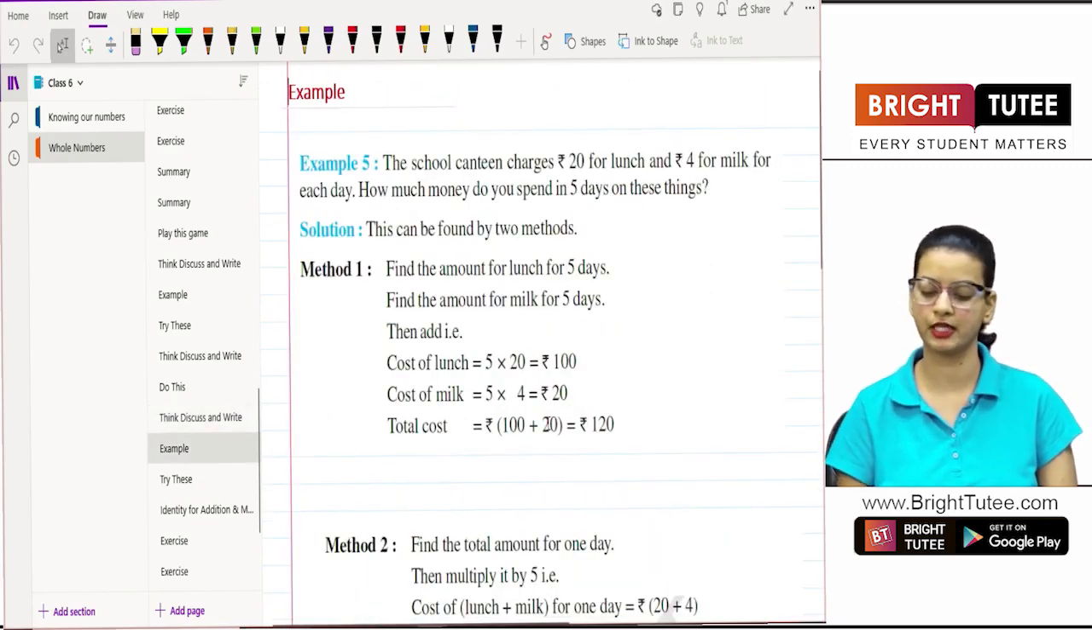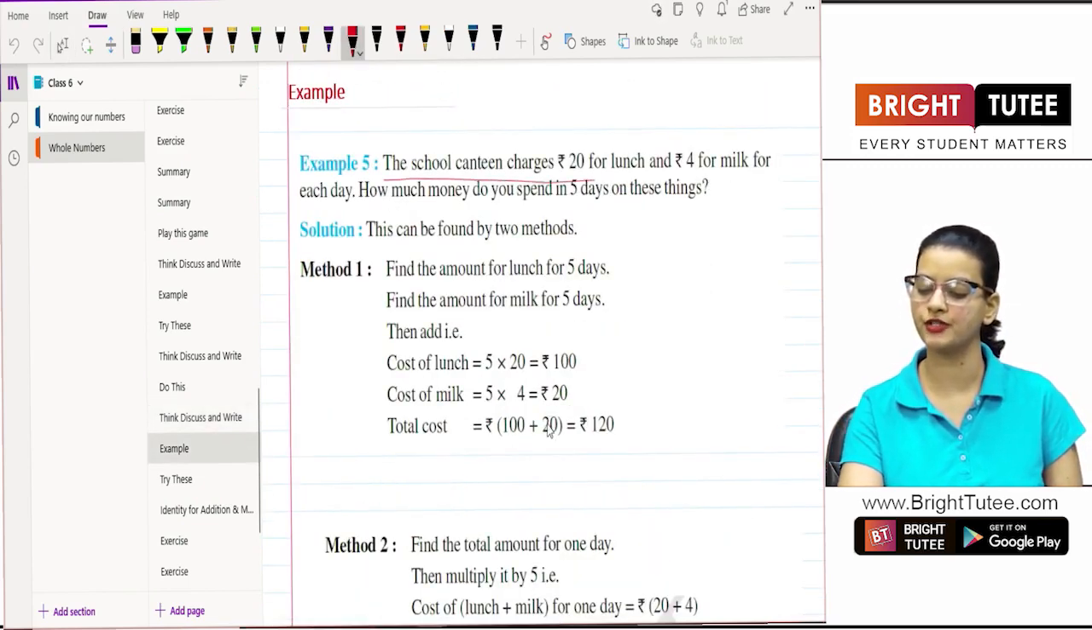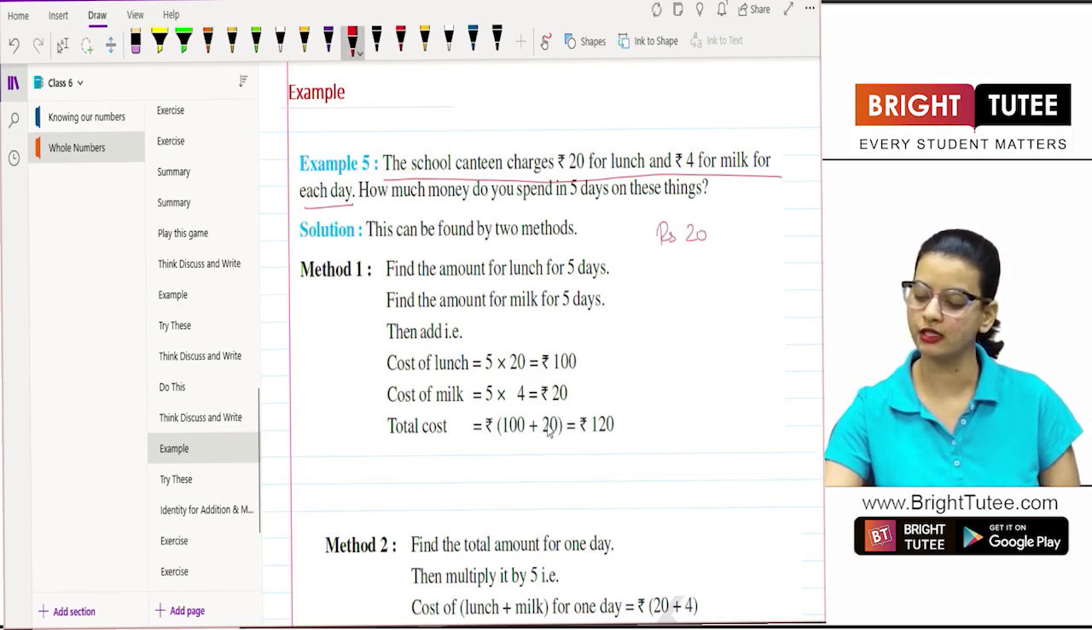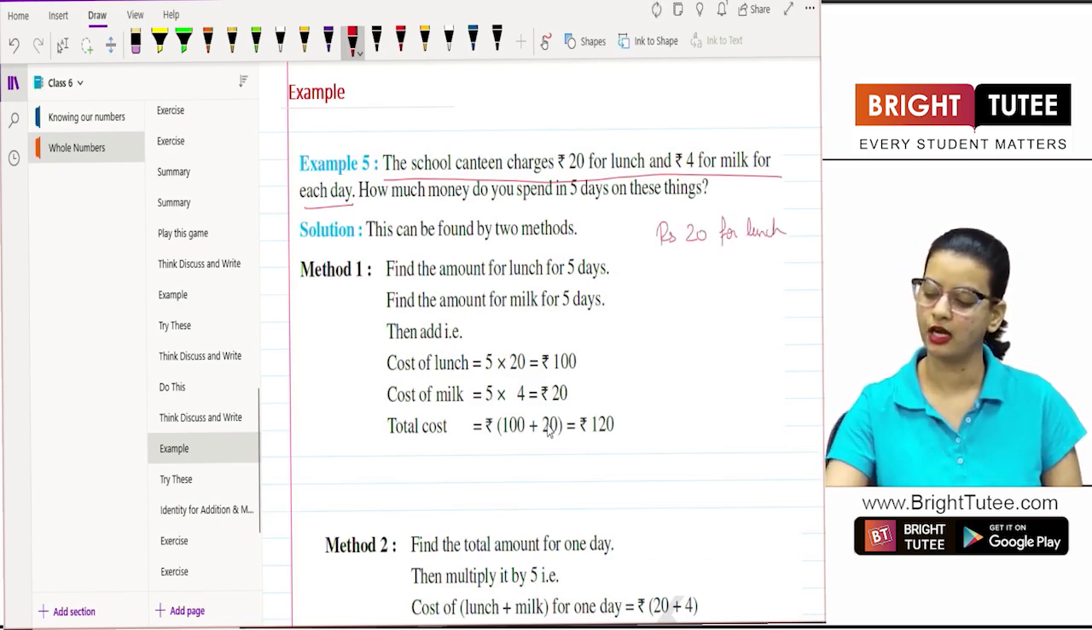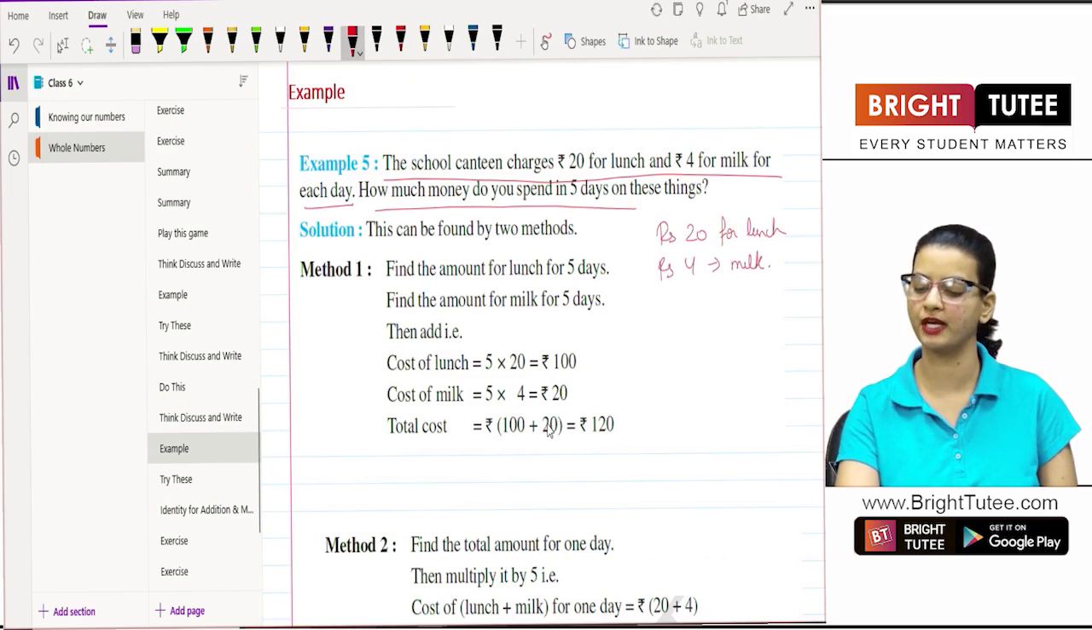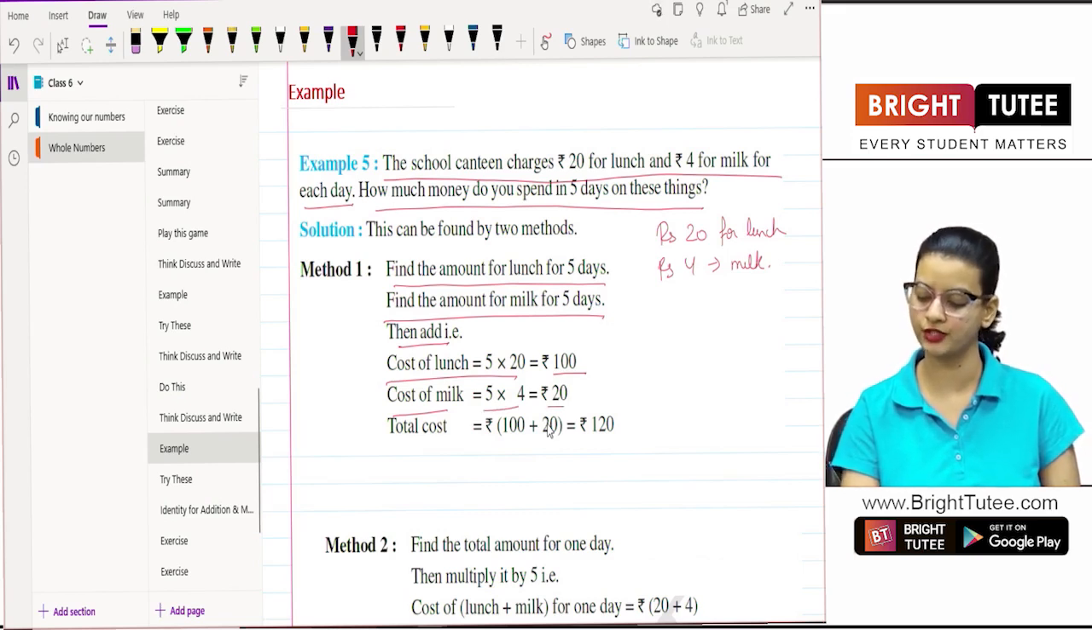Now let's move forward to see the next example. Now the school canteen charges rupees 20 for lunch and rupees 4 for milk each day, okay. So how much money do you spend in 5 days on these things? Okay, so how can we find this? Find the amount for lunch for 5 days and find the amount for milk for 5 days and then add it. So cost of lunch for 5 days is 5 into 20, that is 100 rupees, and cost of milk for 5 days is 5 into 4, that is 20 rupees. So total cost is 100 plus 20, that is 120.